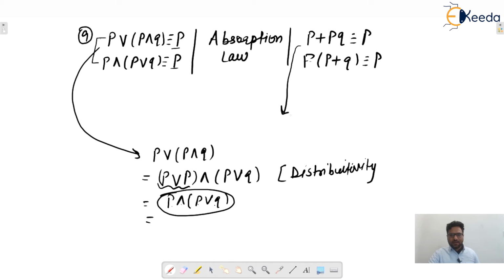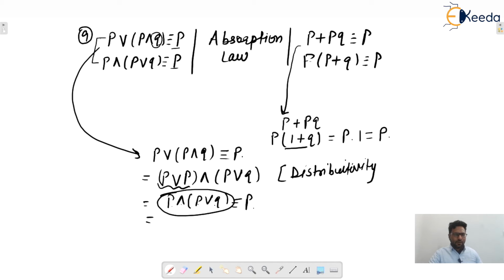You can understand this from here. If we take, let's say, P plus PQ, and take P as common, then it becomes P(1 plus Q), and 1 plus Q is equal to 1 only. So P dot 1 is P only. So this is equivalent to P, and this one is also equivalent to P. This is known as the absorption law because Q gets absorbed. Write down the last one, the 10th one.